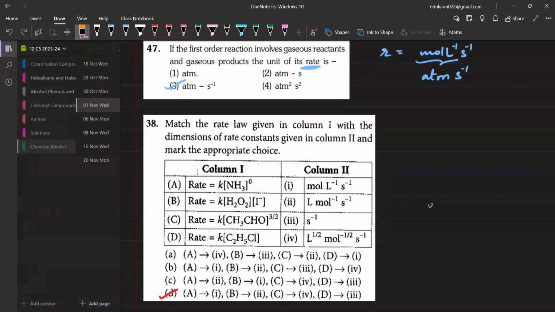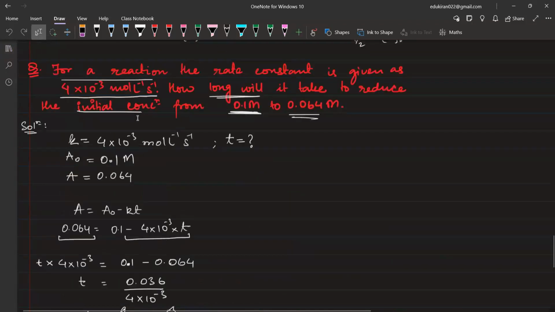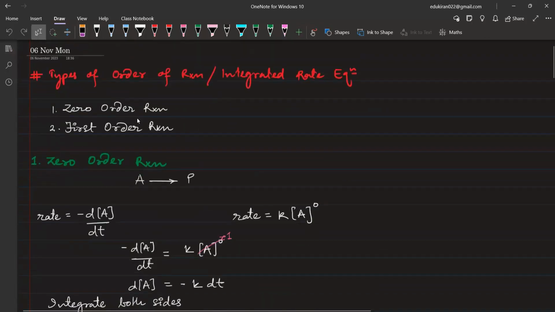ठीक है, चलिए मूविंग ऑन टू द नेक्स्ट क्लास. Now we have an important section, that is the types of order of reaction, and this topic is also under integrated rate equation. We have to study two orders, zero order and the first order.